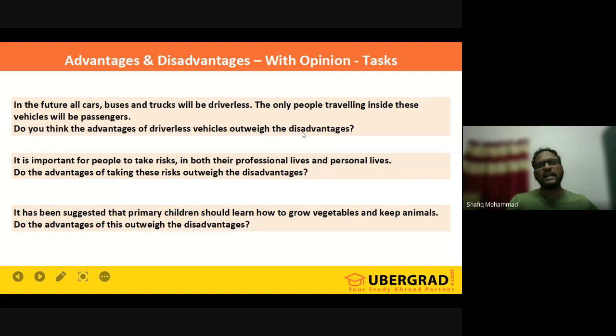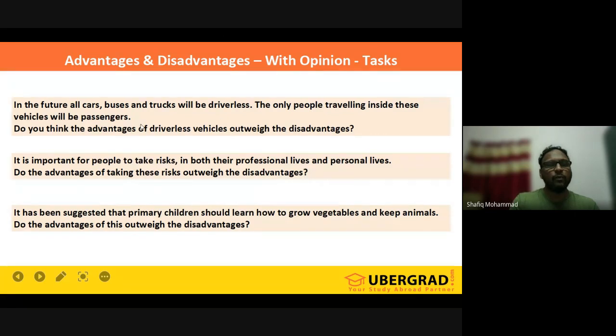So this is completely an opinion-based essay. How will you know that? He's asking, do you think advantages of driverless vehicles outweigh the disadvantages? So he's asking, what do you think? Are there more advantages or more disadvantages according to you? Is it good to have driverless vehicles, or is it not good? He's asking you, so definitely it is your opinion, so you have to mention an opinion here.